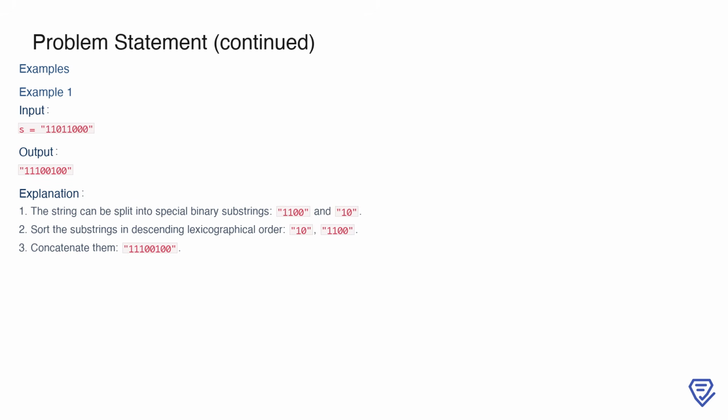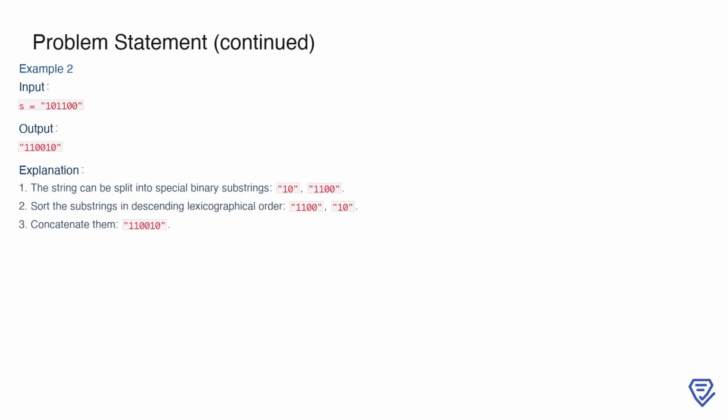Let's look at the first example to understand this process better. The input string is S equals 110110000. We begin by splitting this string into the smallest possible special binary substrings, 1100 and 10. Next, we sort these substrings in descending lexicographical order. Here, 10 comes before 1100 when sorted in reverse order. Finally, we concatenate these substrings back together, resulting in the output string, 11100100. This demonstrates how partitioning and sorting transform the input string into the desired lexicographically largest special binary string.